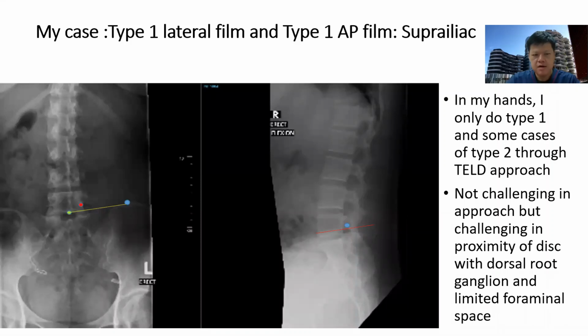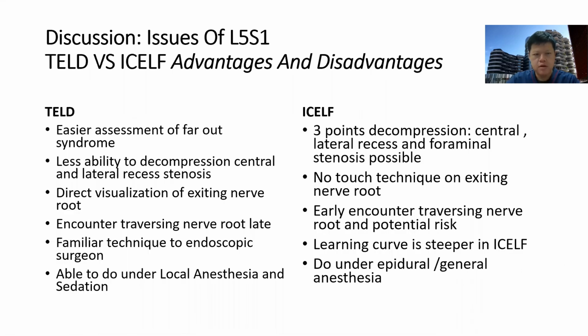In this case, as highlighted with the Indian groups, this is a suprailiac approach that we use, and she's a type 1 pelvis, iliac crest. I tend not to do a transiliac approach, so I do not do type 3. For type 2, I also have a low threshold of doing the interlaminar approach. For me, the advantage of the transforaminal approach is, of course, that LA can be given with sedation. It is also easier for assessment of far-out syndrome, extraforaminal disc.